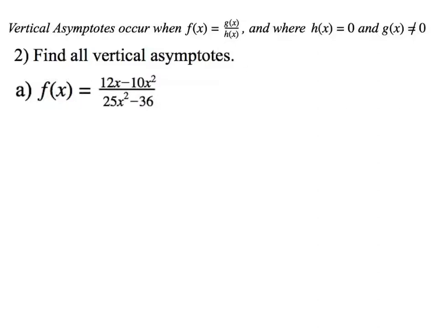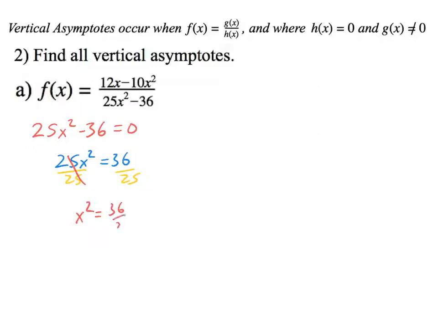We just have to start off, we have to set the denominator, 25x squared minus 36, equal to 0. And we're going to solve that. So we're going to move over the 36. We're going to divide both sides by 25. And once we do that, we get x squared equals 36 over 25. We're going to square root both sides, leaving us x equals, don't forget, positive or negative, and the square root of each piece is 6 over 5. So those two are our possible vertical asymptotes.